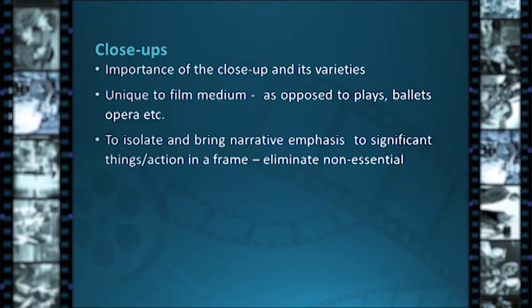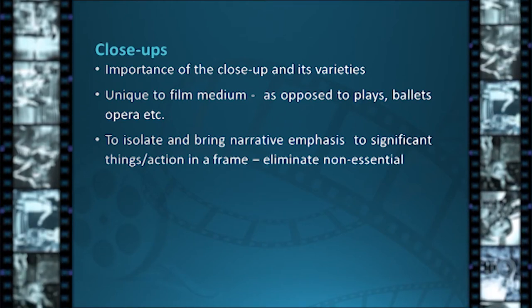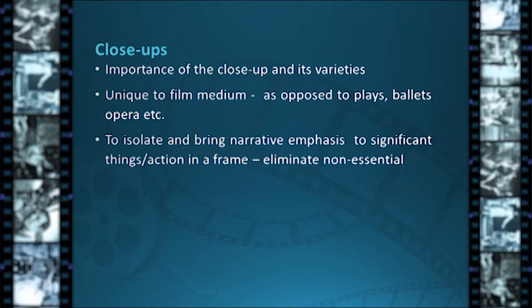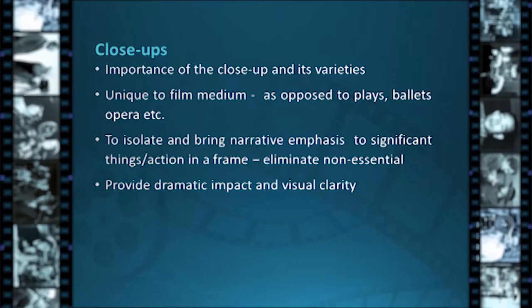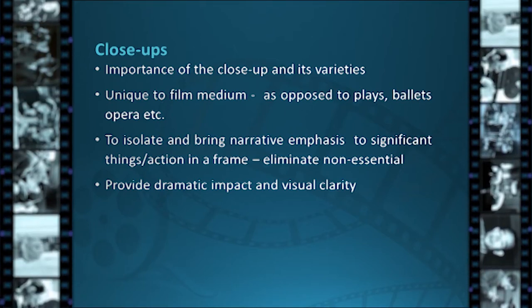What does a close-up do? It is useful in isolating and bringing narrative emphasis to all the significant events or actions that are taking place in a frame. It can also be used to eliminate anything that is not required or does not require the attention of the audience. So therefore, when you have a close-up, you're eliminating everything that is not required. You're eliminating all the information that is unwanted. Close-ups are also used to provide some kind of dramatic impact and also visual clarity. So, if you think of examples, a very tight close-up of an eye or a hand brings a lot of clarity to the audience about what it is that they're looking at.